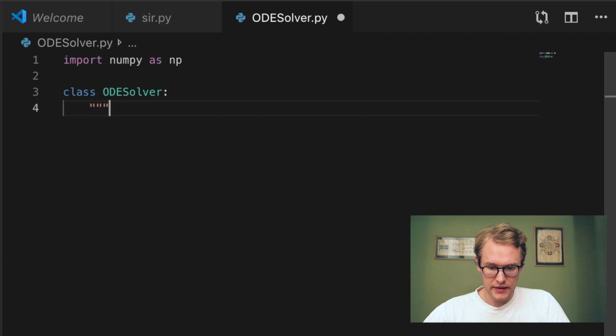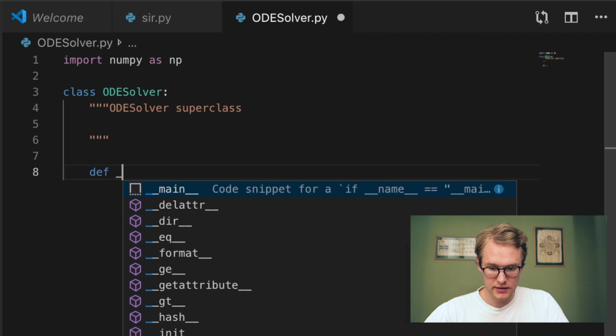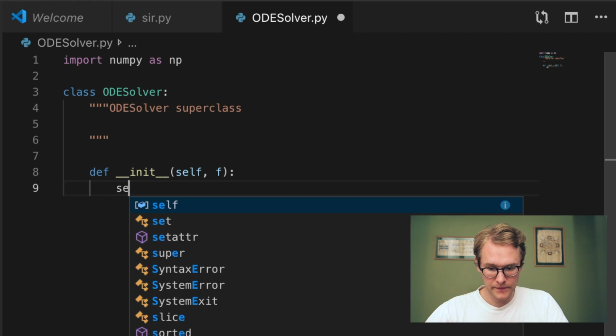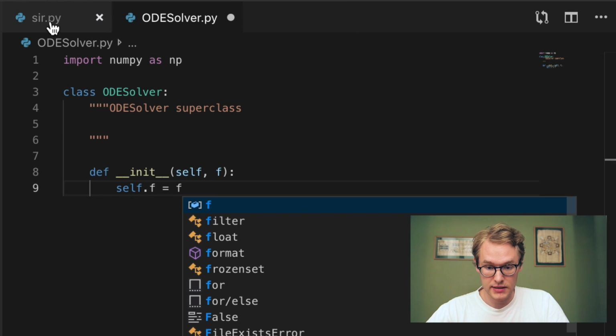And this is going to be a superclass, so we can implement all kinds of types of solver because there's a whole bunch. Right now all we need is an initializer and a constructor. It's going to take in the model or the problem, which we will define afterwards in this other file there, SIR.